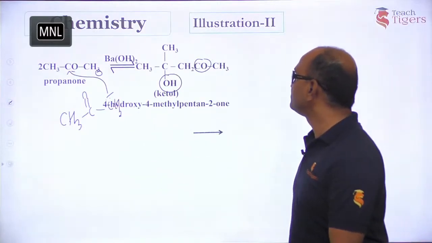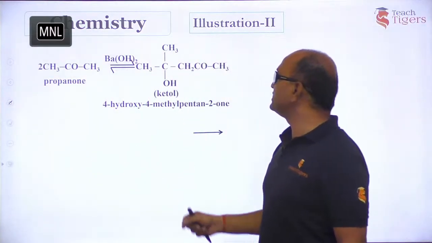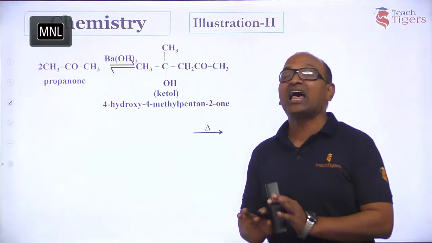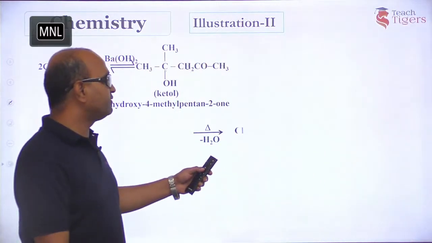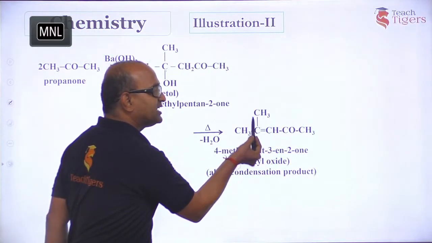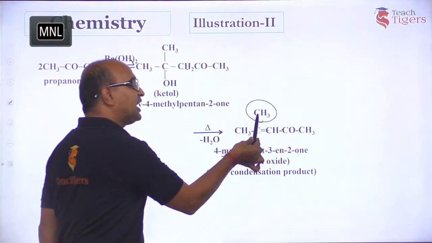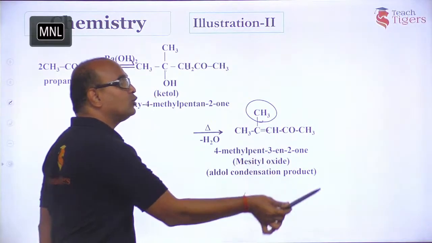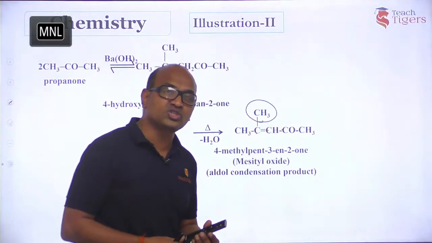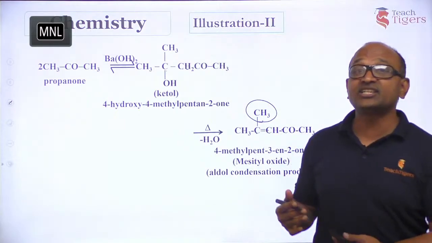If you heat this, you are going to get, this is our alpha, this is beta, the alpha beta unsaturated product. Just see, this is our alpha and beta, and there is a double bond between them. Now what's the IUPAC name? 4-methylpent-3-en-2-one. We also call this mesityl oxide. Fine. So children, this is the aldol condensation product.